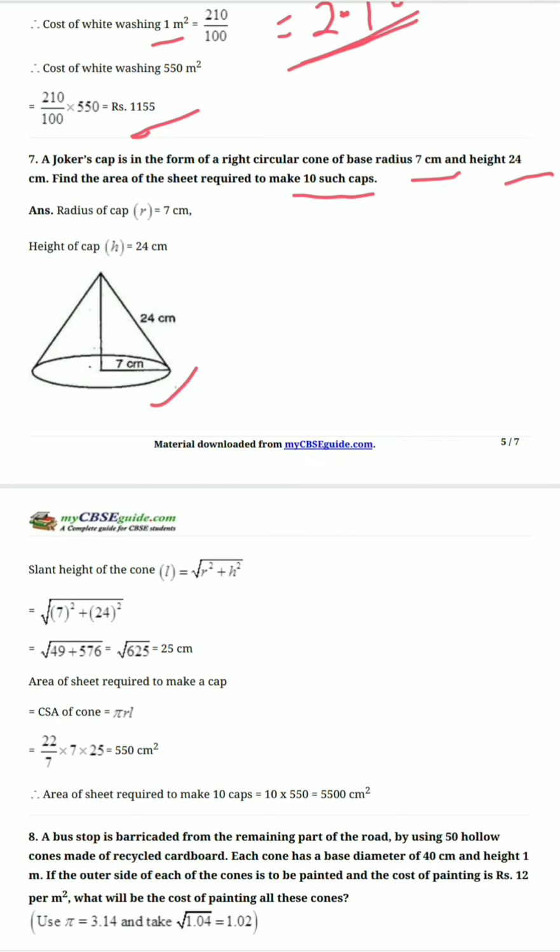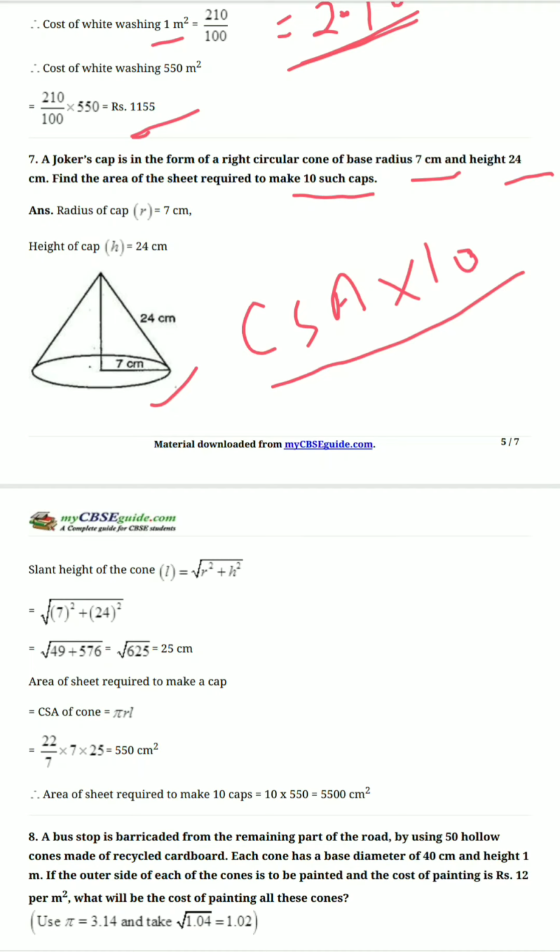So the material which we will use will make only the curved surface of the cap. It means for making one cap, the material required will be equal to the curved surface area of a cone. Now we have to make 10 such caps. So to make 10 such caps, we will multiply the curved surface area of one cap with 10. This way we can find the total area of the sheet required.